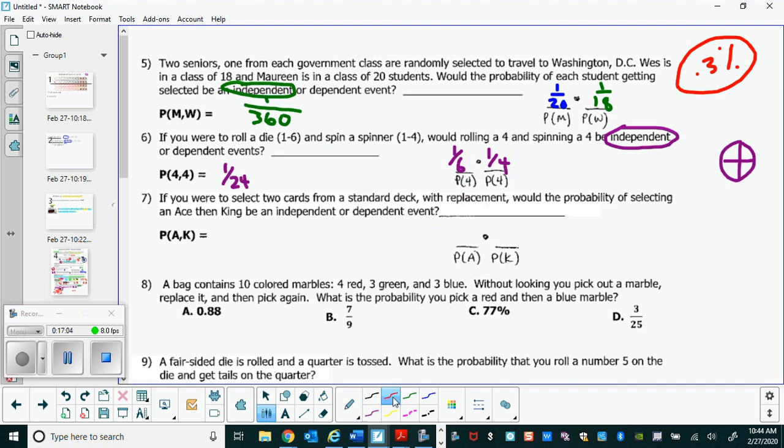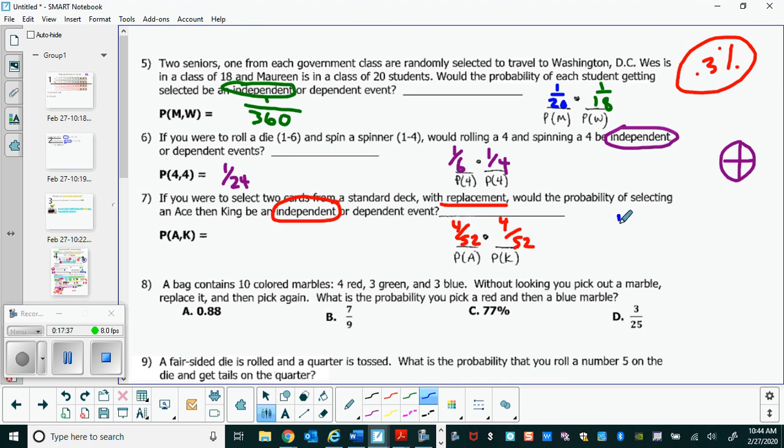All right. If you were to select 2 cards from a deck with replacement, meaning you're putting it back into the deck, would the probability of getting an ace and then a king be independent or dependent? Now, because we replaced it, it's independent. So the chances of us getting an ace, there were 4 aces out of 52 cards. And when we put it back, we still have 52 cards in the deck. Now, how many kings are there? There's 4 kings.